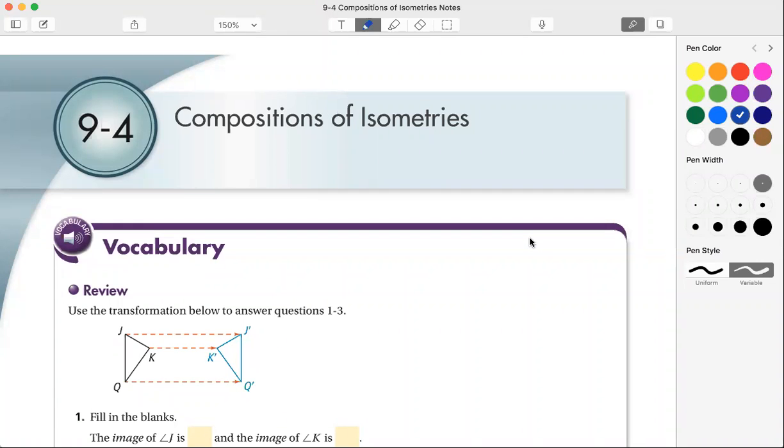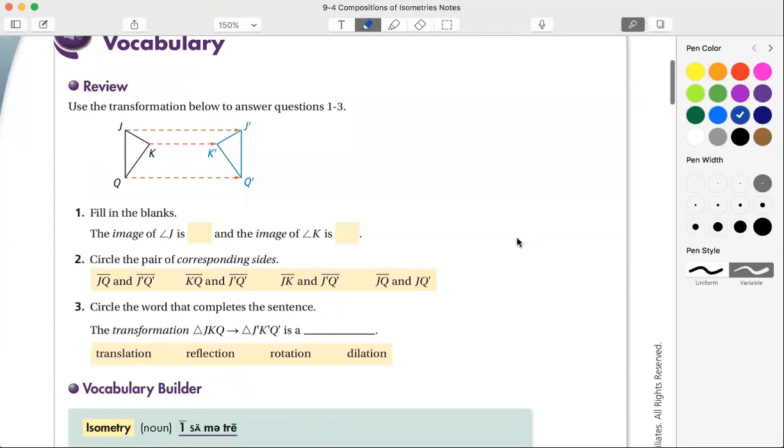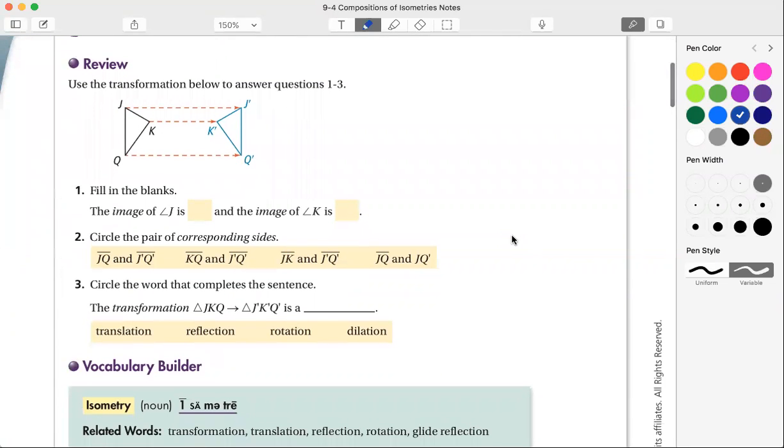All right, section 9-4, compositions of isometries. Use the information below to answer questions 1 through 3. The image of angle J is angle J prime, and the image of angle K is angle K prime. Circle the corresponding sides, and it would be this. A transformation, triangle JKQ to triangle J prime, K prime, Q prime, is a reflection.